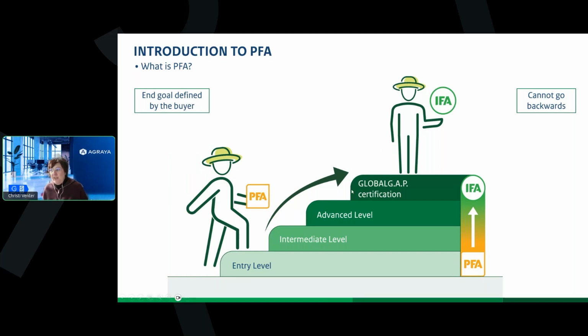Same if that producer or producer group have been on a GLOBAL.A.P certification level, they cannot go backwards, because they were able to get to that certification level. They can continue with that. So it's never to go backwards in terms of this program.